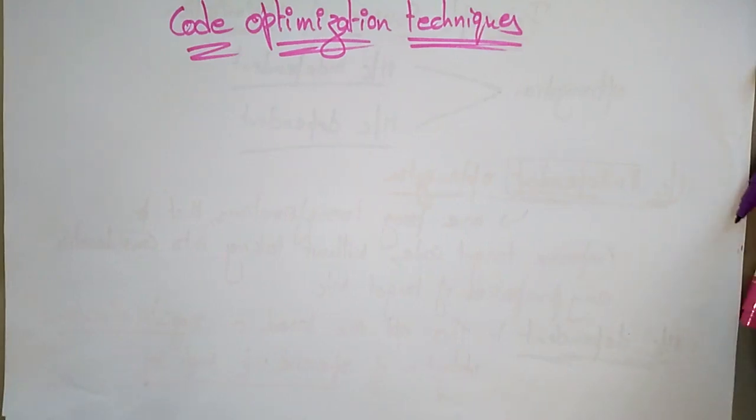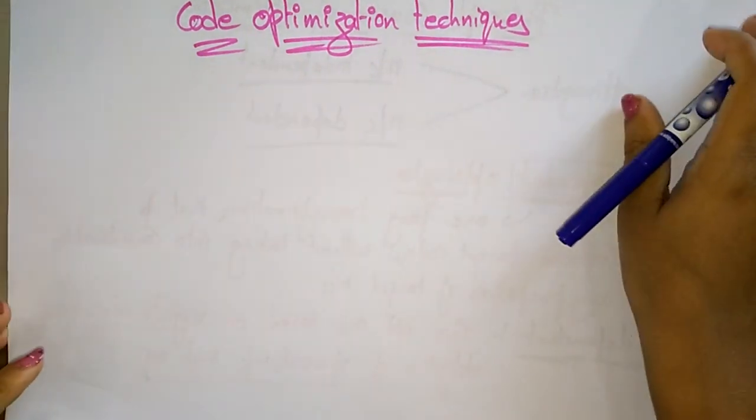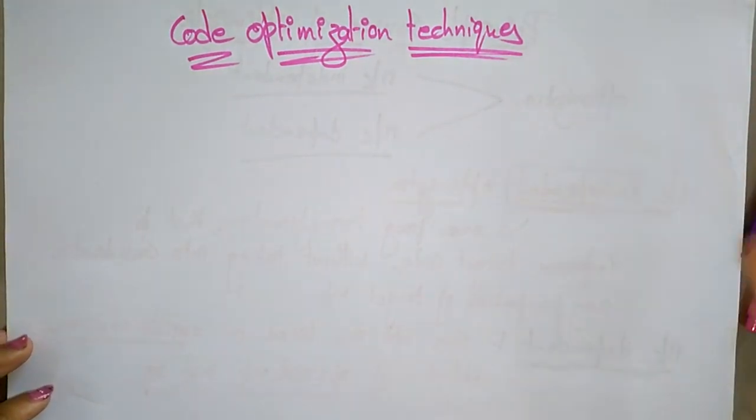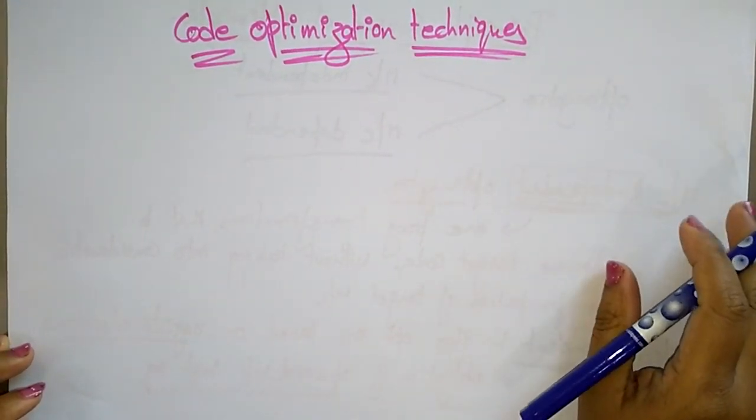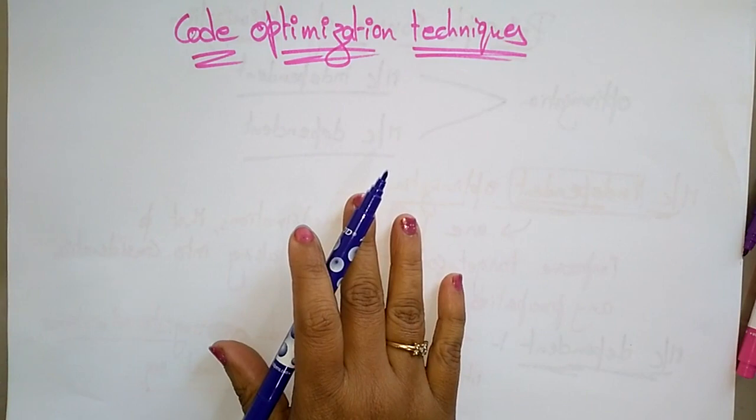Students, welcome back. Now coming to the next topic, that is the code optimization techniques. In the previous video I explained the main principal source of code optimization, that is machine dependent, and the different categories are machine dependent and machine independent. Now let's see the different techniques that are used in code optimization.